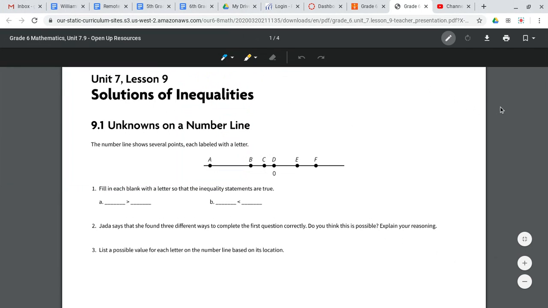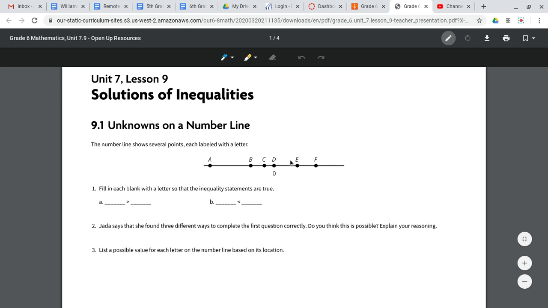Alrighty, so looking at lesson 9, unknowns on a number line. So the number line shows several points. Each are labeled with a letter. So we know where 0 is, but aside from that, we don't necessarily know what A, B, C, E, and F are. We just know E and F are on the positive side, whereas A, B, and C are on the negative side of things. So for the first question, we need to fill in each blank with a letter so that the inequality statements are true. So the first one, something is greater than something.